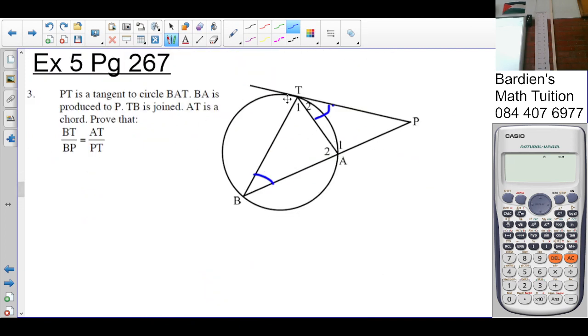Okay, where were we now? TB is joined. AT is a chord. It's a line. Prove that. So they got BT, this length here, and BP, which is this whole length here.